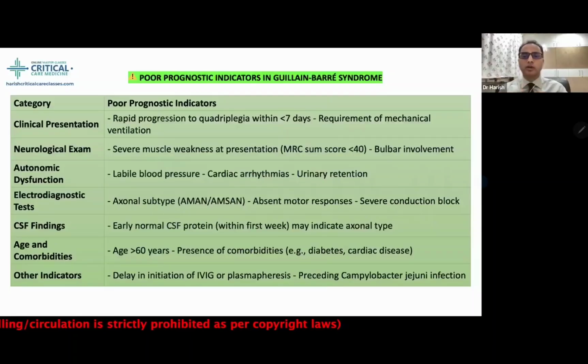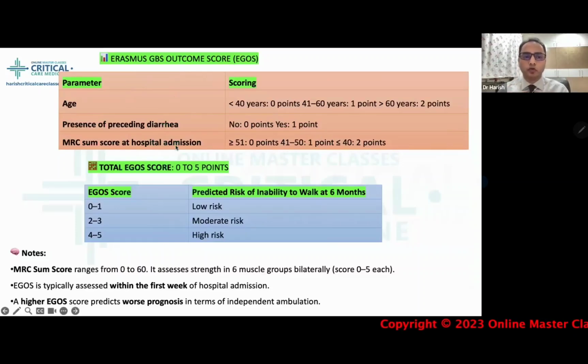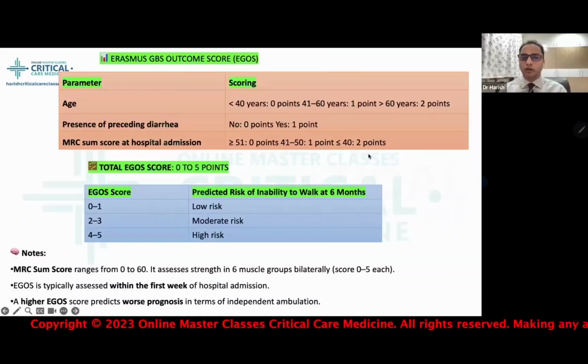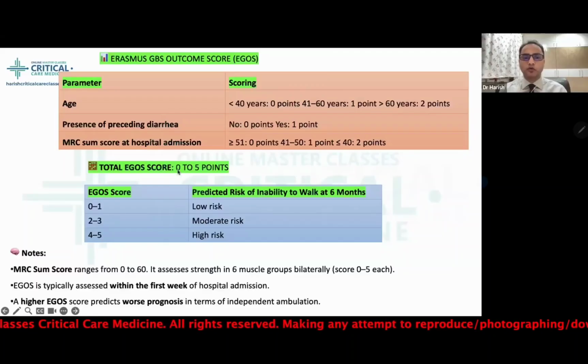Very, very important: at least remember 2 or 3 poor prognostic indicators. Then we can use something called the Erasmus GBS outcome score. It includes age: less than 40 is 0, 41 to 60 is 1 point, more than 60 is 2 points. Preceding diarrhea: no diarrhea is 0 points, diarrhea is 1 point. MRC sum score at hospital: 51 or more is 0, 41 to 50 is 1 point, less than 41 is 2 points. You add up all the scores, so the score is somewhere between 0 and 5.